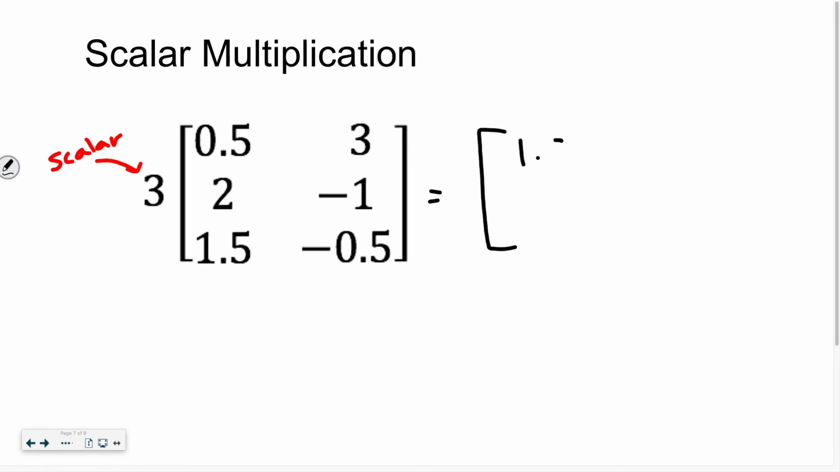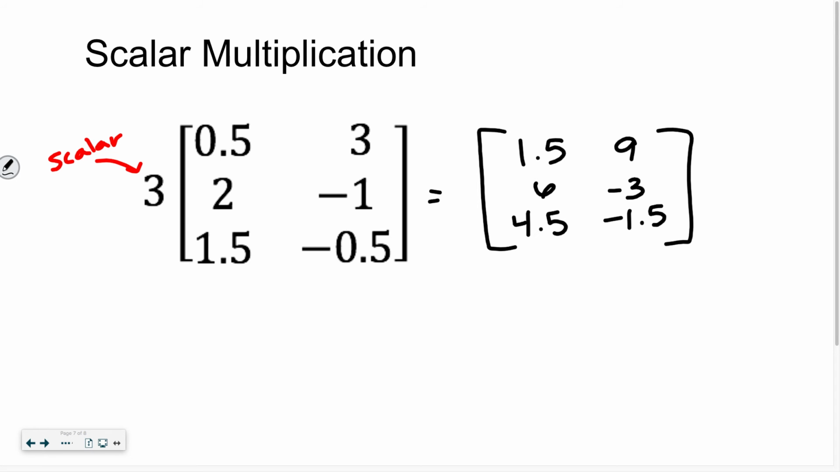So I could get 1.5, 6, 4.5, 9, negative 3, negative 1.5. Because I multiplied it through to every entry, the scalar disappears, and now I have just a single matrix. Okay, so I can make the scalar go away, and I have a single matrix left over.